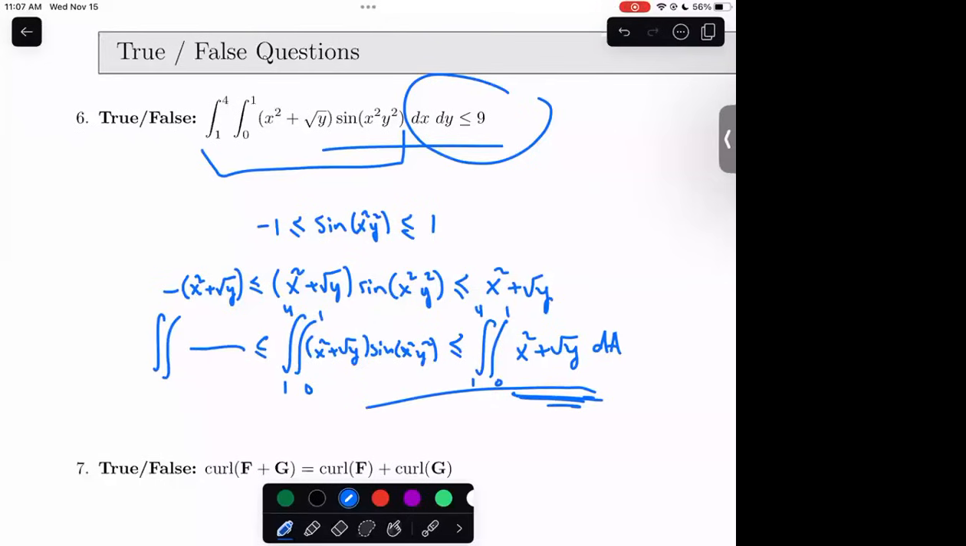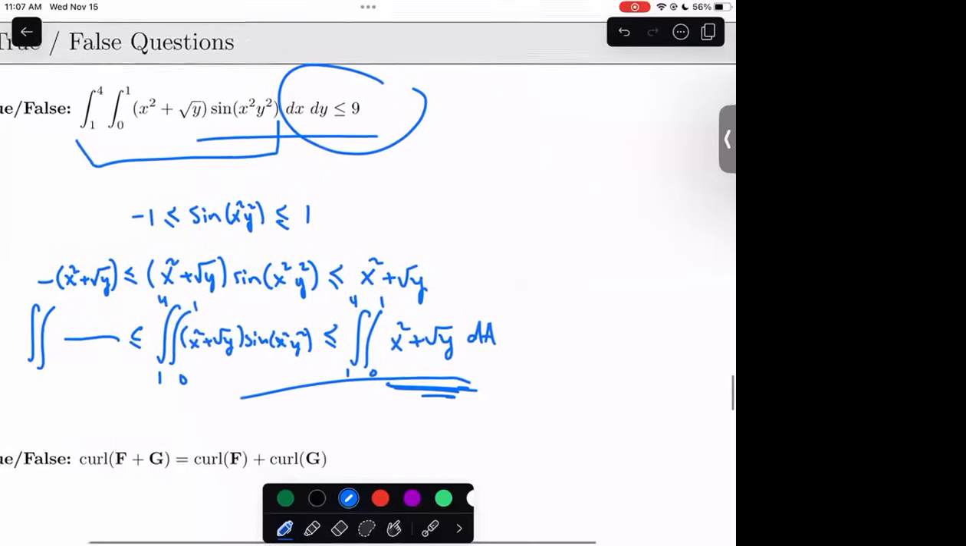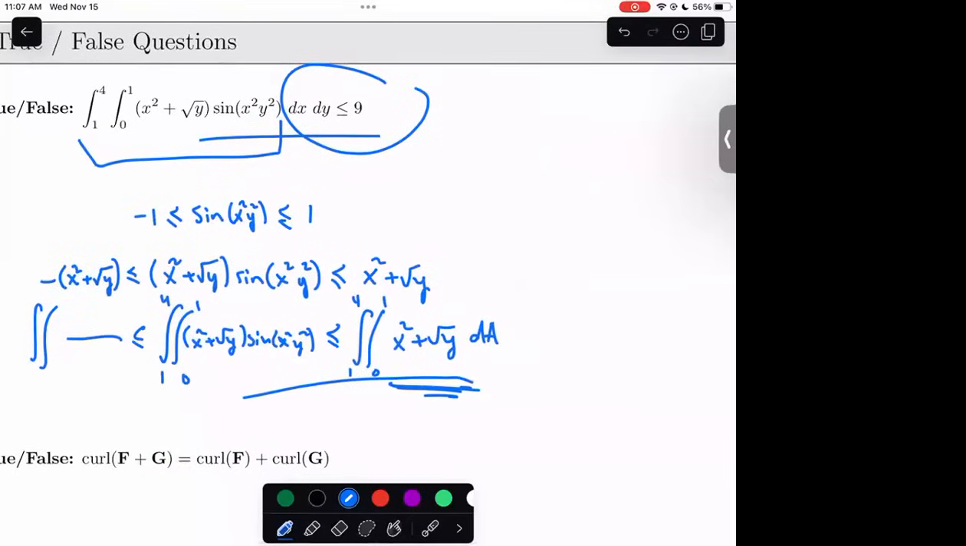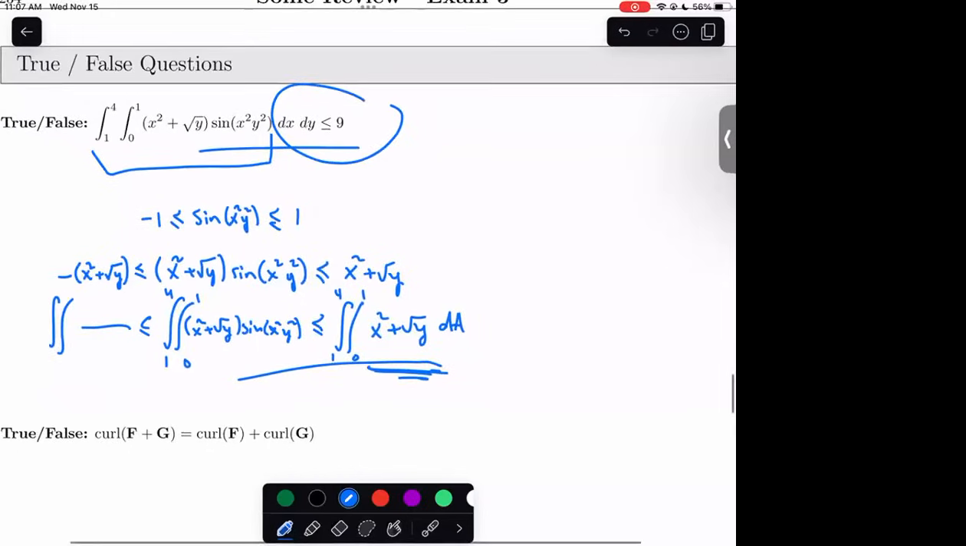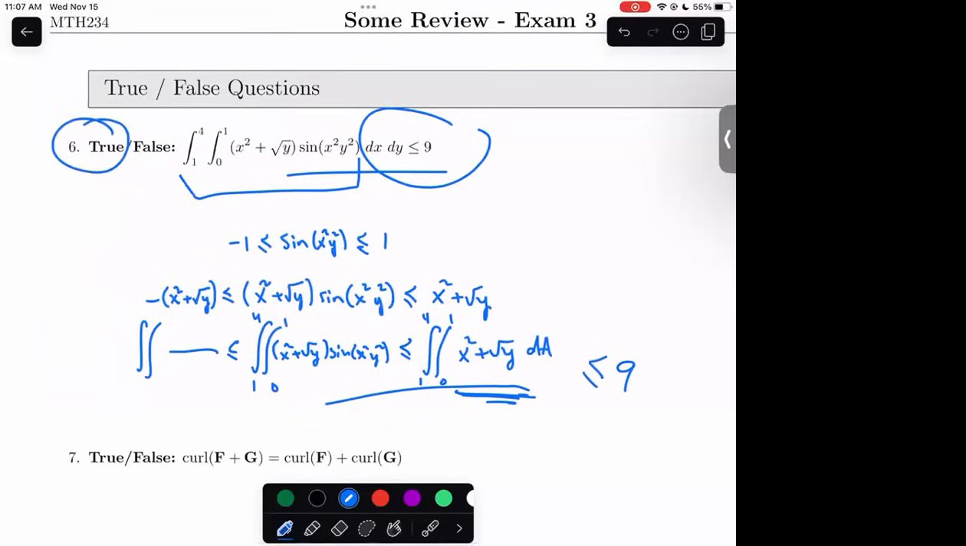In the interest of time, maybe I'll skip this for the time being. But if I recall correctly, when I did this before class, I get something between 6 and 7. I can include this in my post by 3 o'clock today. But whatever this answer is, it is certainly less than 9. And because we know that this simpler integral is less than 9, then certainly the more complicated thing is less than 9. So this is sort of like a squeeze theorem sort of deal. So this one is true.